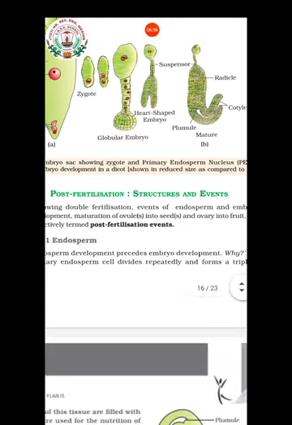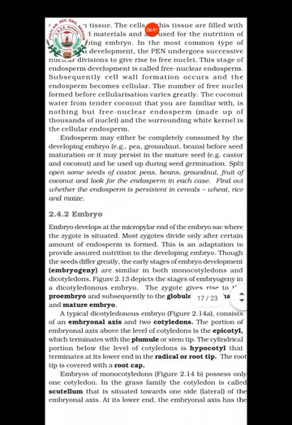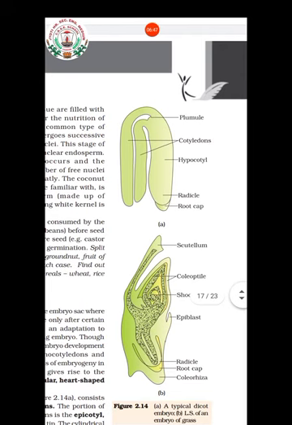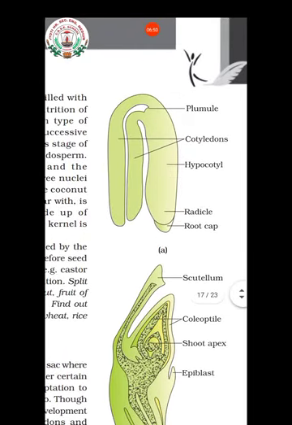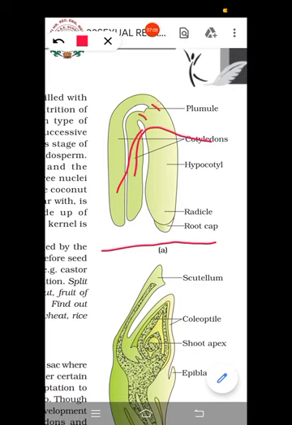Okay, so when you see the structure of an embryo, you can see that a typical dicotyledonous dicot embryo will have these parts, the parts of a typical dicot embryo. This is the diagram of a dicot embryo. You can see that two cotyledons will be there. Then here is the attachment of these cotyledons to the embryonal axis. This is the embryonal axis, and you can see the cotyledons.